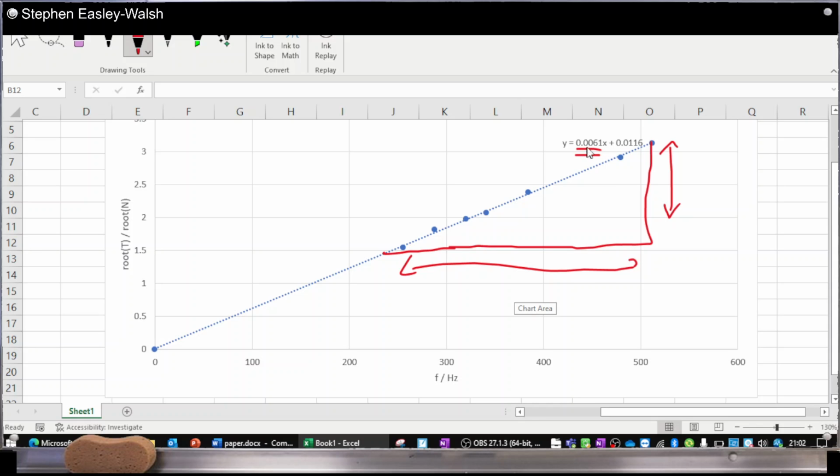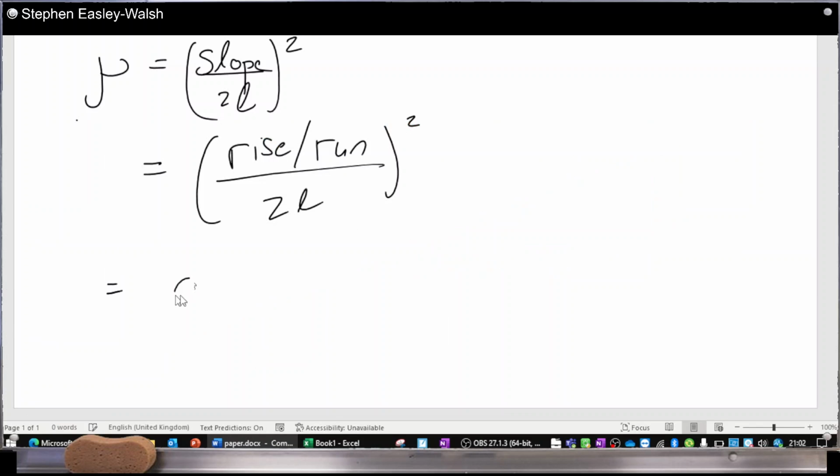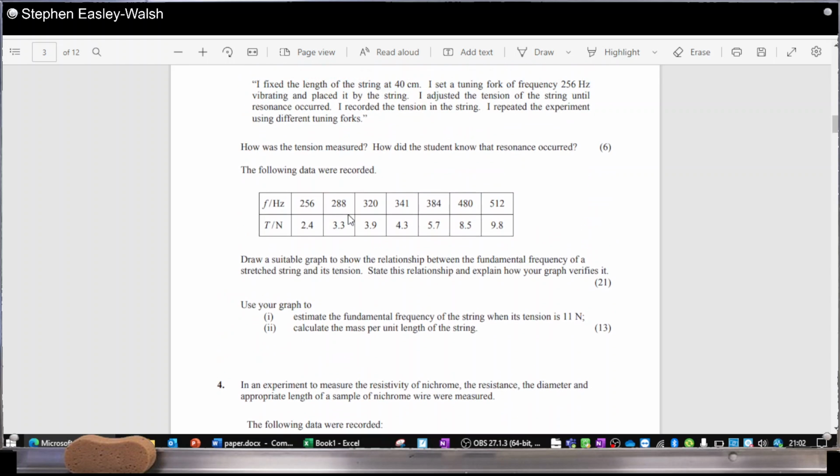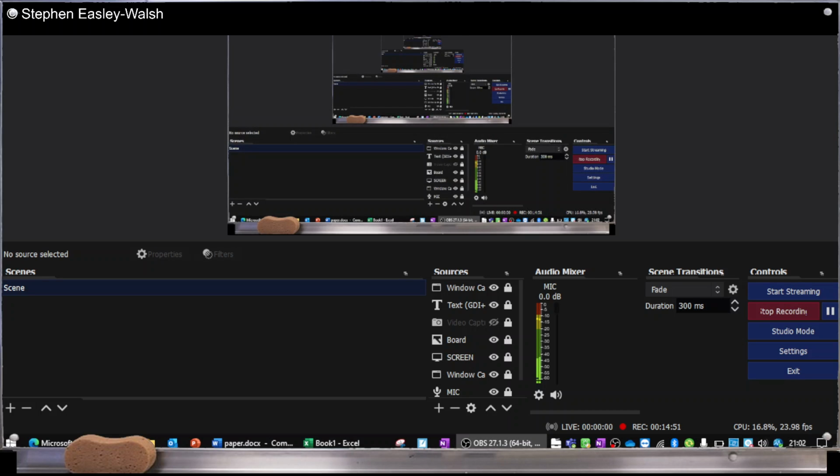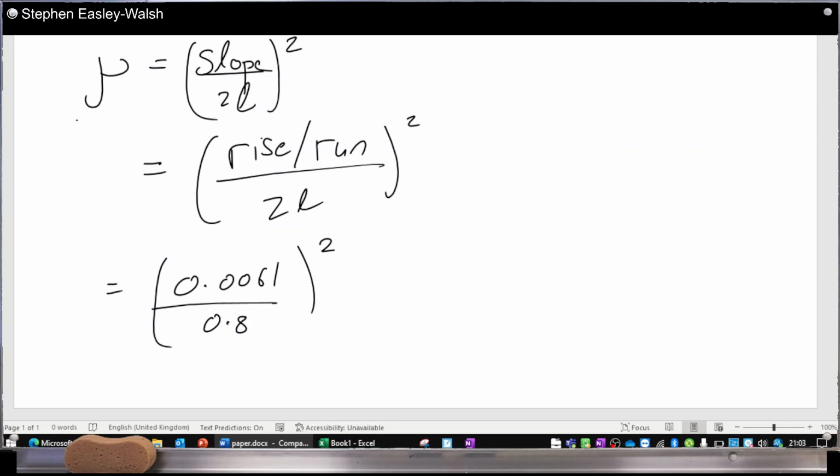So 0.0061 over, now I think the question said it was a 40 centimeter string, wasn't that right? Yeah, 40 centimeters. So that's 0.8 squared, and we'll just take out our calculator and we'll see what we get here. Okay, so that's going to be 0.0061 divided by 0.8 squared.